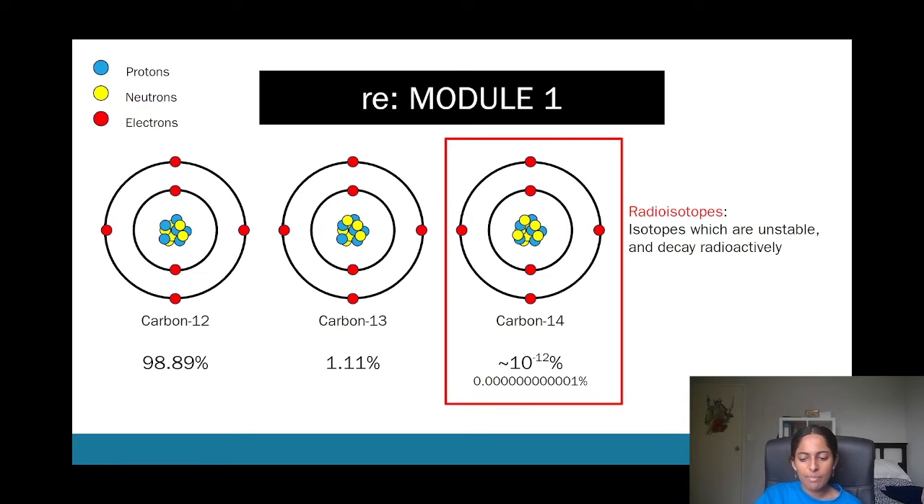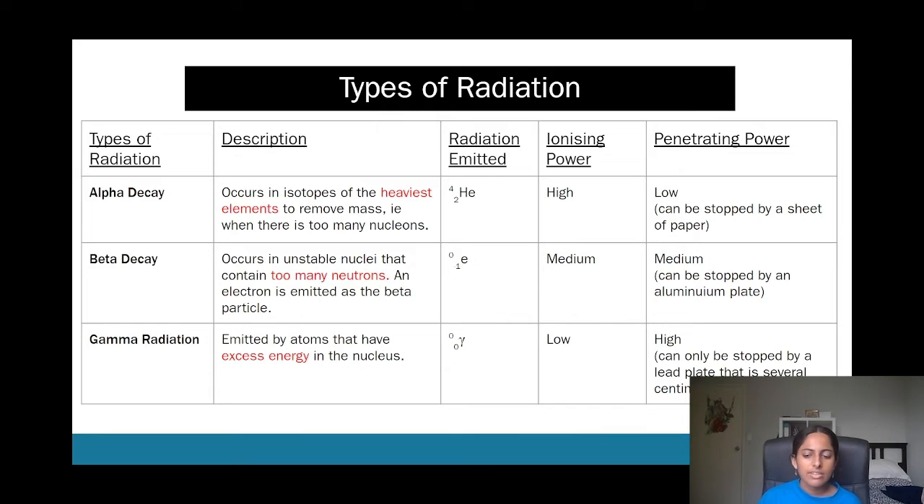Radioisotopes, however, are unstable, which I have explored. And in radioisotopes, you will get different kinds of radiation occurring. There's three types: alpha, beta, and gamma decay or radiation. Alpha decay occurs in heavy isotopes. It really just wants to chuck all of its nucleons away, so its protons and neutrons.